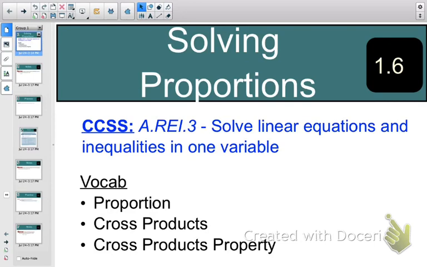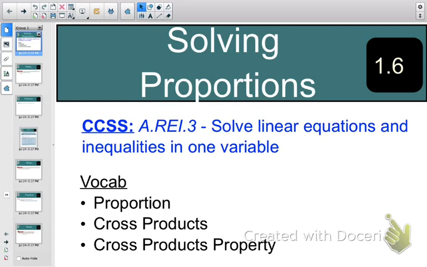We're going to be talking about solving proportions today, which is section 1.6. There's 9 sections in chapter 1, so we're approaching our last couple units in chapter 1, which means we will have a test probably in the next week and a half or so.